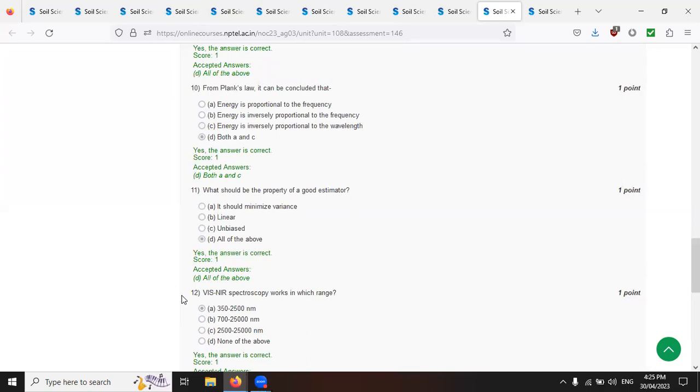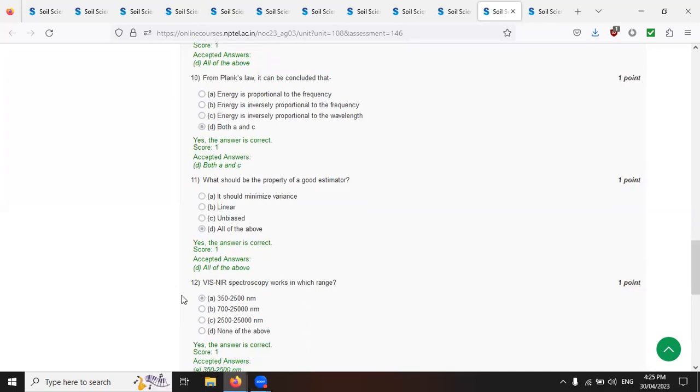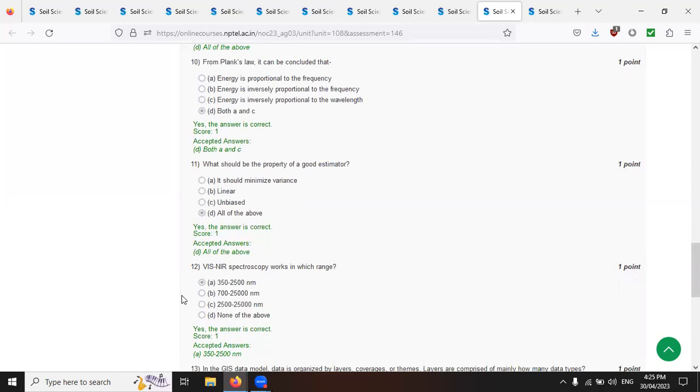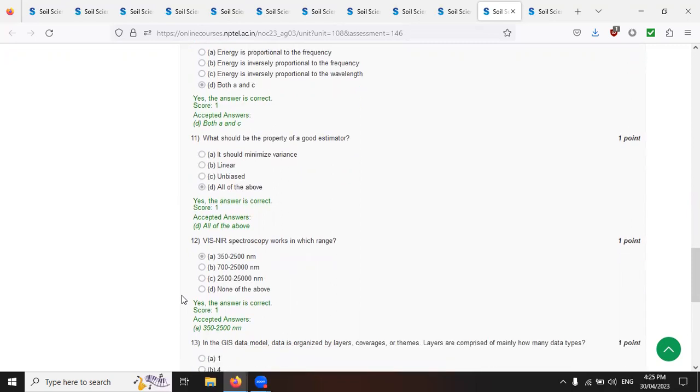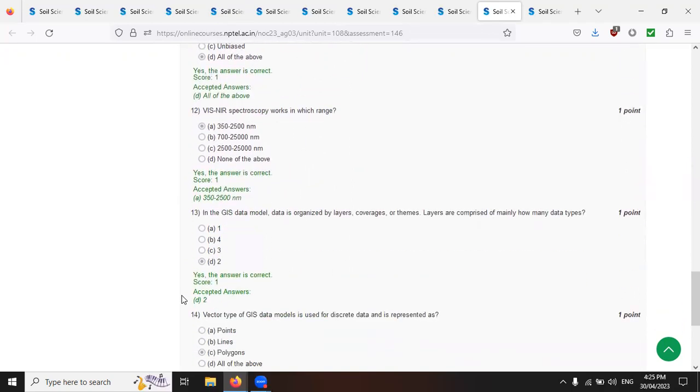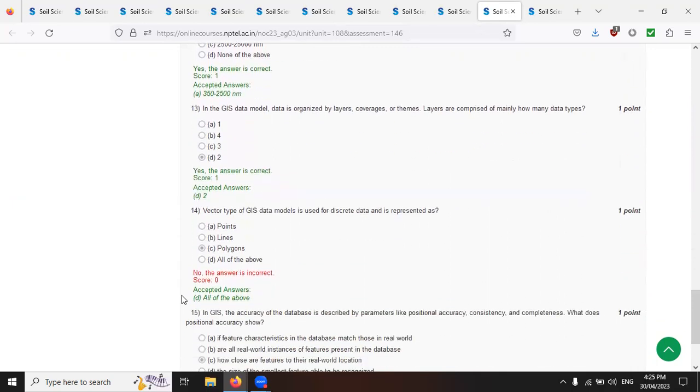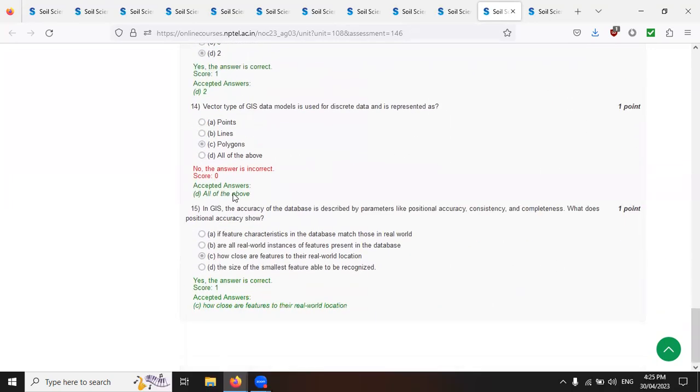What should be the property of a good estimator? All of them. Vis and NIR spectrometry works in the range. What nanometer range does it work in? 350 to 2,500. In the GIS models, how many layers happen? 2. And what about the vector points in the GIS models? What can they be described as? All of the above. Points, lines, and polygons.